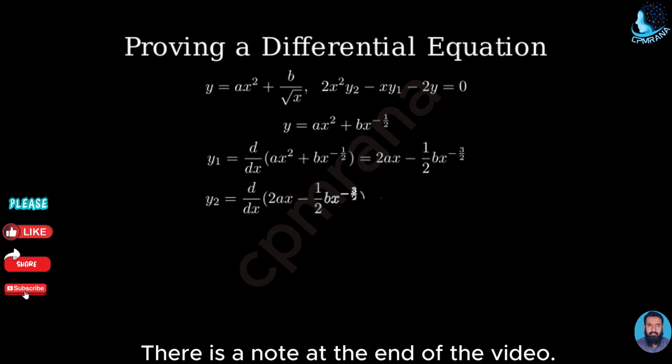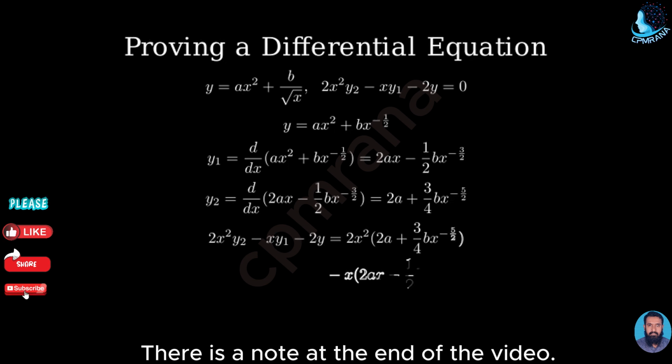We differentiate y1 using the power rule again. The derivative of 2ax is 2a, and the derivative of negative 1/2 bx to the negative 3/2 is 3/4 bx to the negative 5/2. Now let's substitute these expressions into our original equation.